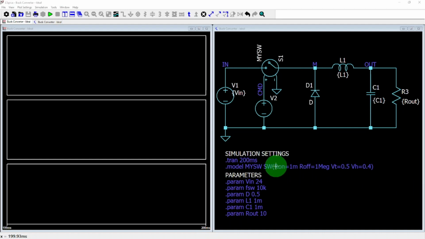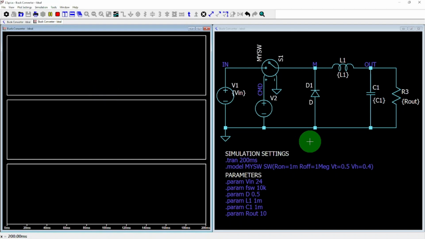Here's the basic buck converter circuit. It includes a DC voltage source, an ideal voltage-controlled switch, a diode, an inductor, a capacitor, and a resistive load. We also needed to define the following values to operate the simulation: an input voltage of 24 volts, a switching frequency of 10 kHz, a duty cycle of 50%, an inductor of 1 millihenry, a capacitor of 1 millifarad, and a load resistance of 10 ohms. Let's run a transient simulation for 200 milliseconds to allow the output to settle.